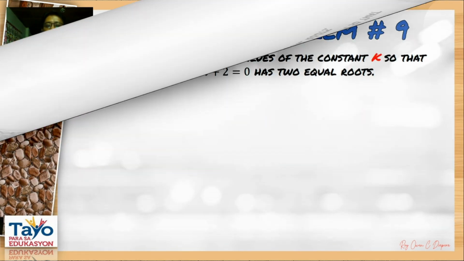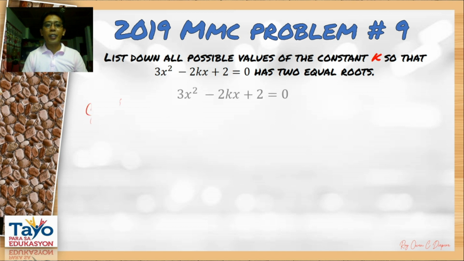We are now ready to solve problem number 9. To solve this, first, we will copy the given equation, which is 3x squared minus 2kx plus 2 is equal to 0.